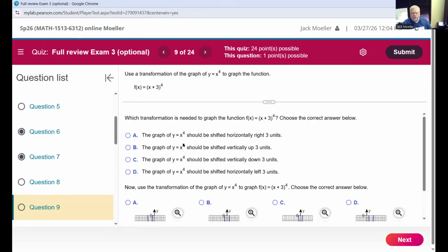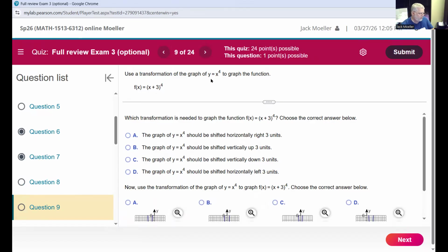All right, so just like with parabolas, we're going to do transformations with these polynomials. Use the transformation of y equals x to the 4th to graph the function (x plus 3) to the 4th. So what does x to the 4th look like? Well, this is a different way to ask you the end behavior.